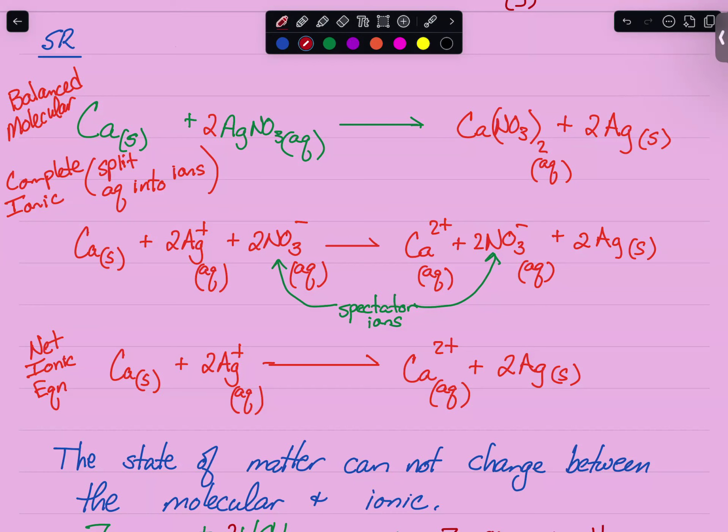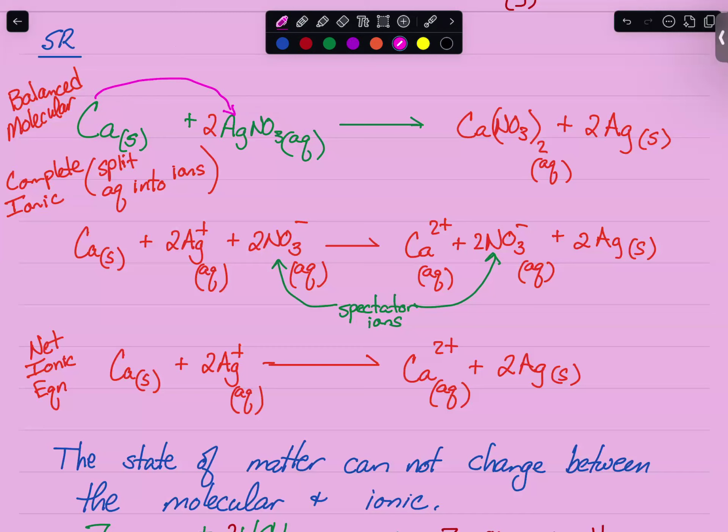Okay? So the first of these, single replacement, these are all going to have a very similar look. When we look at the balanced molecular, we have an element and a compound. And the question we talked about when we did our notes is, can calcium replace silver? When we look at the activity series, yes, that can occur.